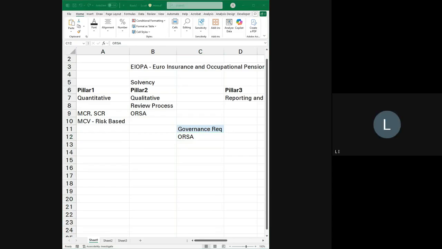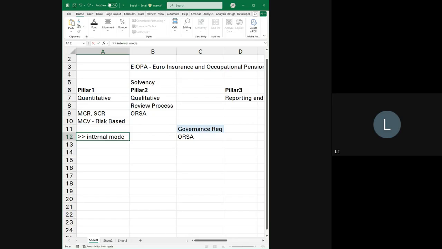So the first one is the governance requirements, right? So you should have an actuarial function, a compliance function, risk management, and internal audit, everything. One more thing that becomes a part of the governance requirement that we have not talked about yet is something called an internal model. Something that we'll talk about when we also see Pillar 1.